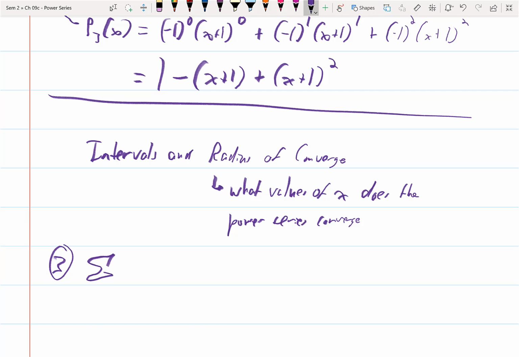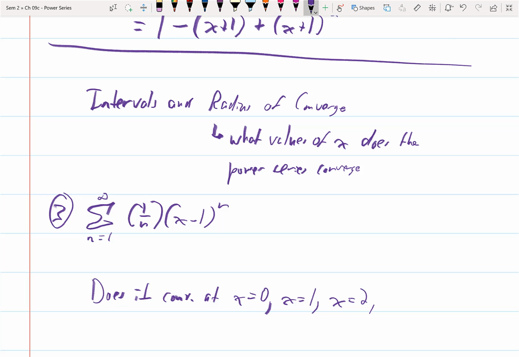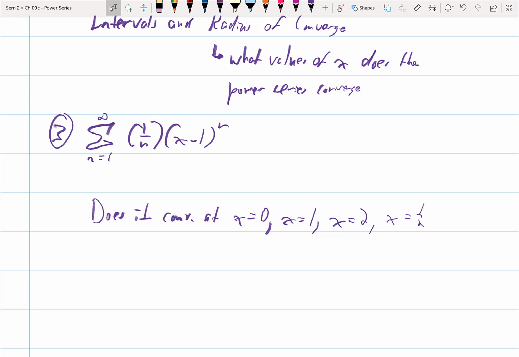So let's examine this one, the sum from n equals 1 to infinity of 1 over n times (x minus 1) to the nth power. A couple of questions on this one. Actually, we'll put this as a multi-part question: does it converge at x equals 0, x equals 1, x equals 2, and x equals 1/2? To answer this question, we're just going to examine these at the different places.